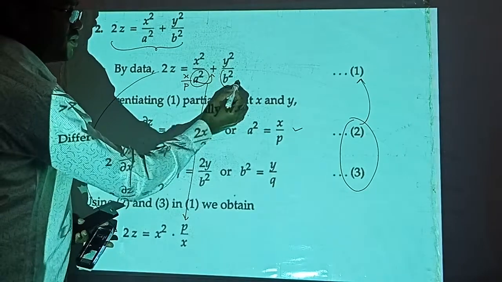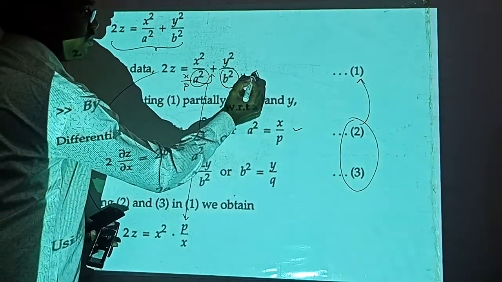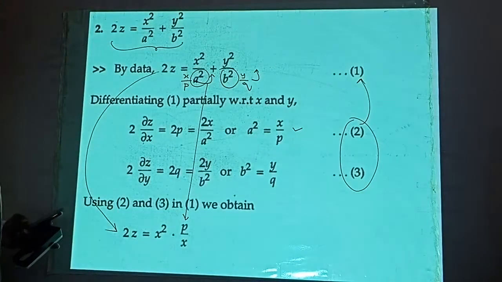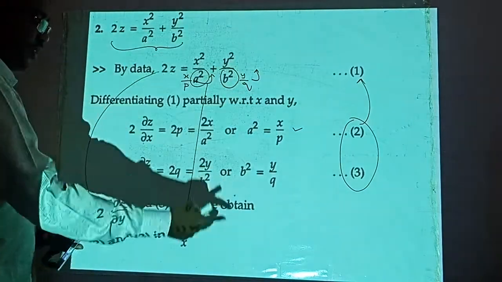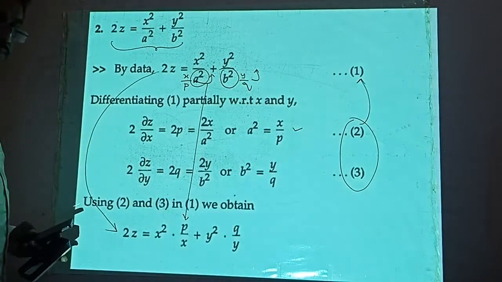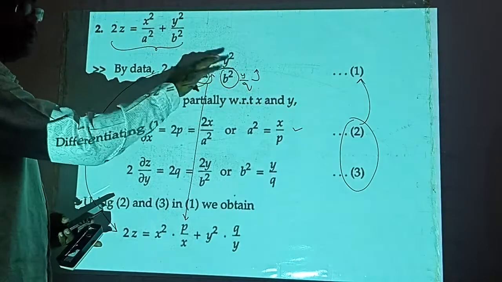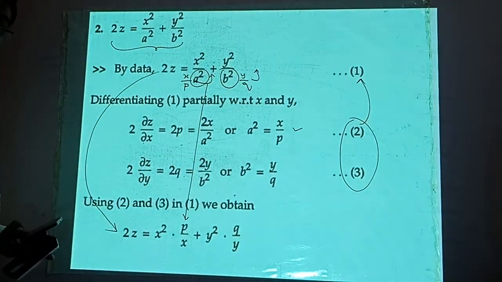Similarly, we put in the place of b square y by q and take it to the reciprocal to the numerator. You will get q by y next, y square into q by y. So we have eliminated our constants a square and b square. We have eliminated. There is no a square, b square.